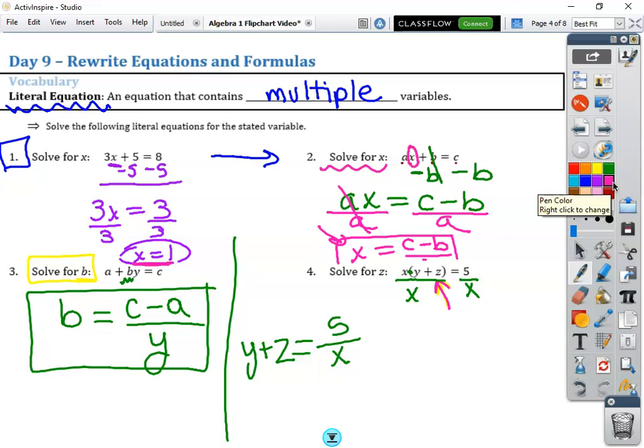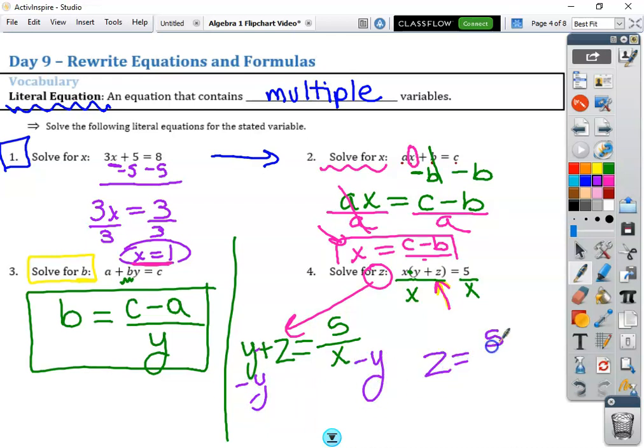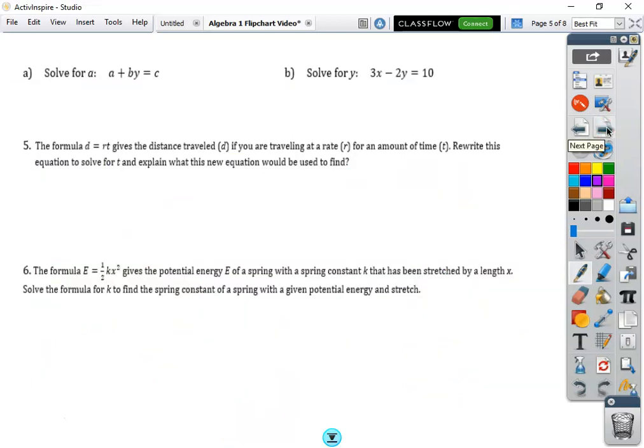And now, again, what am I getting by itself? The z. Okay, so what is the inverse of a positive y? A negative y. So then I have z equals 5 over x minus y. And if you'd like to distribute, you can. It's just going to be different steps, but you should, again, get the same answer. So literal equations, very important to get that variable by itself.